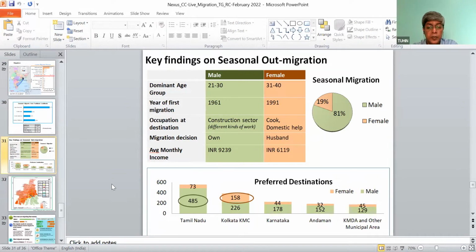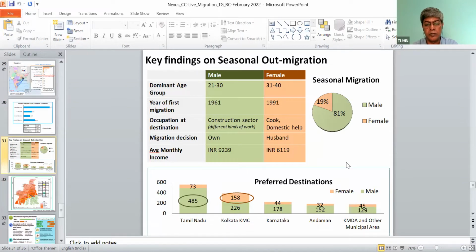So the migration decision is taken by the male on his own. But in the case of female, the husband will decide whether the female person can move or not. But there is strong disparity in earning. The average monthly income in the case of male is 9,239, while in the case of female, that is 6,119 only. So the male dominates in the migration pattern, and the preferred destination for male and female is different.